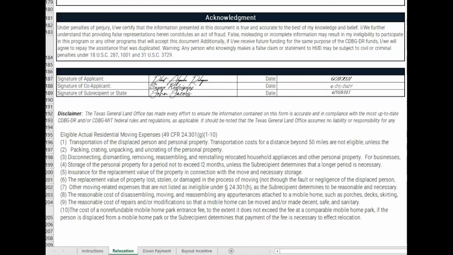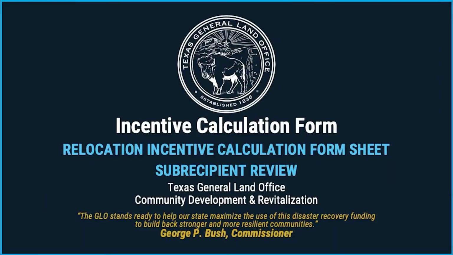Additionally, if they receive future funding for the same purpose of the CDBG-DR funds, they will agree to repay the assistance that was duplicated. Warning: any person who knowingly makes a false claim or statement to HUD may be subject to civil or criminal penalties under Title 18 of the U.S. Code 287, Section 1001, and Title 31 of U.S. Code, Section 3729.